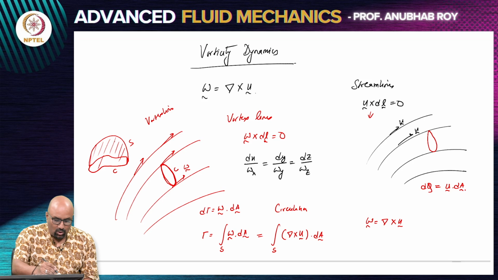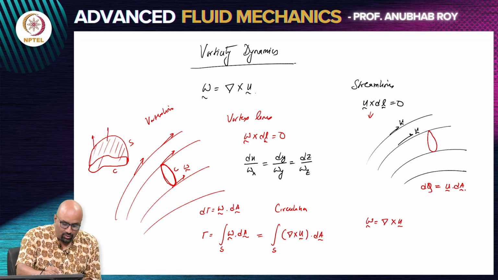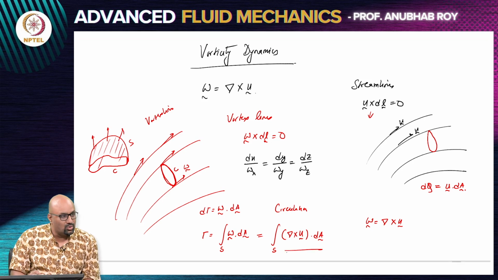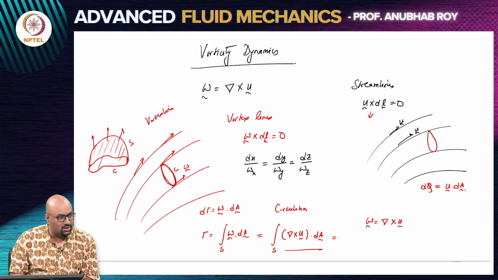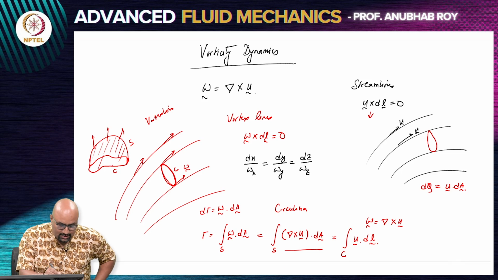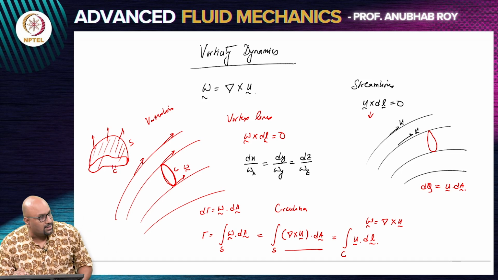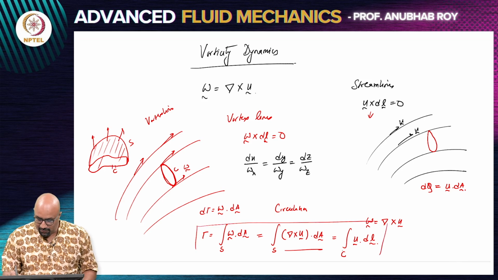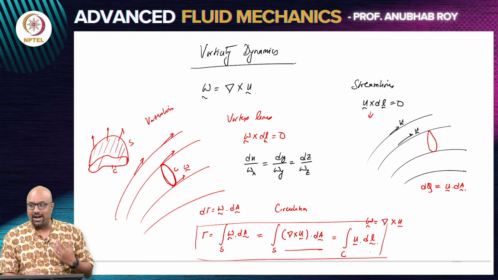So, omega dot dA, where there is a vorticity vector that is coming out, gives me the circulation. Then using the fact that curl of u is my vorticity, I can use Stokes' theorem and transfer this into u dot dl. dl is a line segment that is on the contour C. So, this is a very important quantity in terms of getting a measure for the circulation that is there in the fluid.